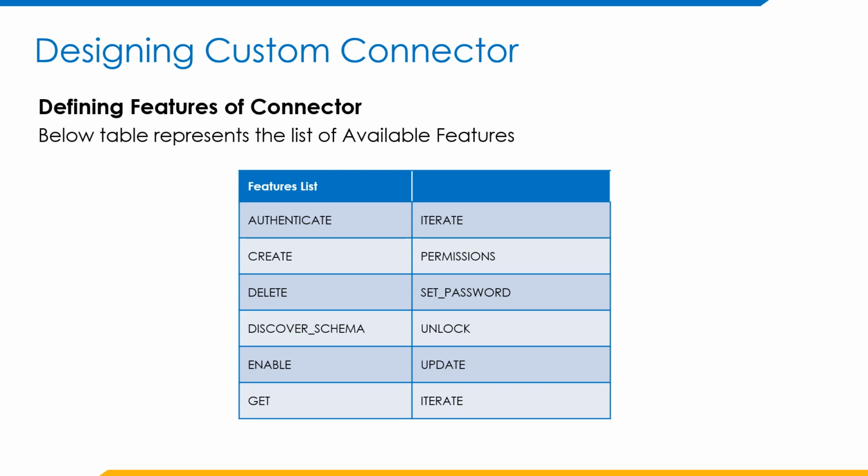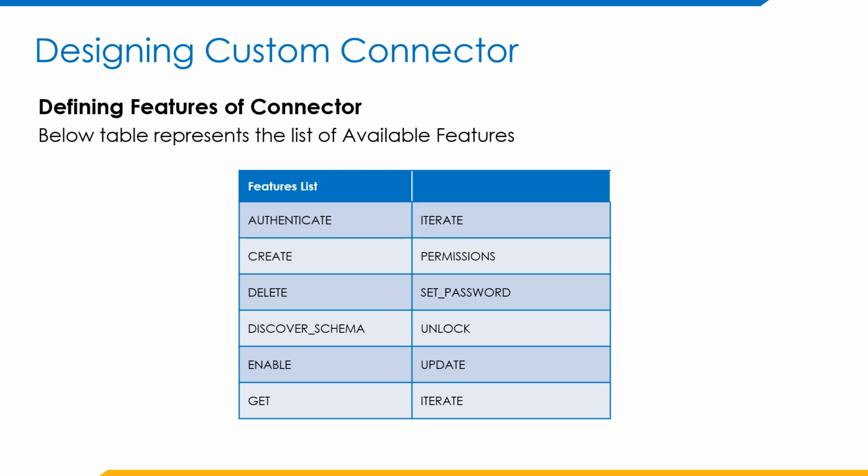The first step in connector design is determining the desired features for the connector. These are the list of available features. Authenticate: will the connector support authenticating a user and password combination against the resource? Create: will the connector be able to create a resource object? Delete: will the connector be able to delete a given resource object? Discover schema: will the connector report schemas to IdentityIQ when queried, including both attribute names and types?